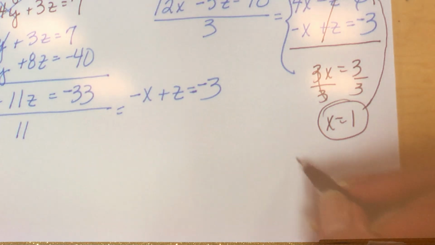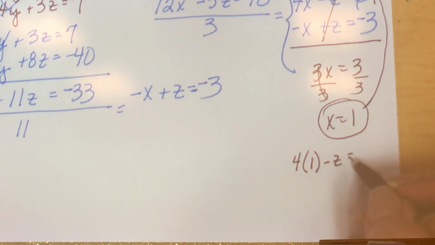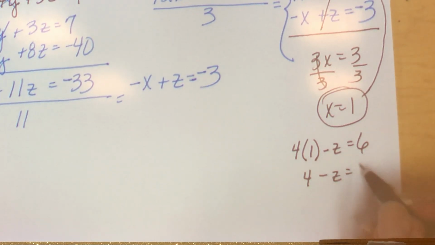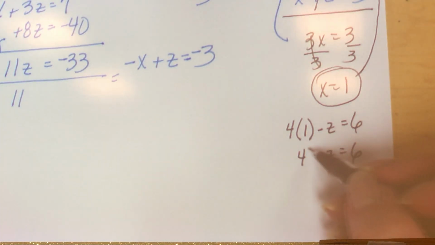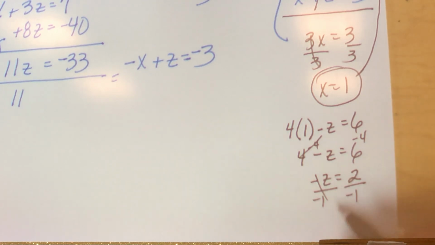So that's gonna be 4 times 1, so 4, minus z is equal to 6. 4 times 1 is 4. So I'm gonna subtract 4 from both sides. Negative z equals 2. So z is equal to negative 2, okay? So I'll circle him.